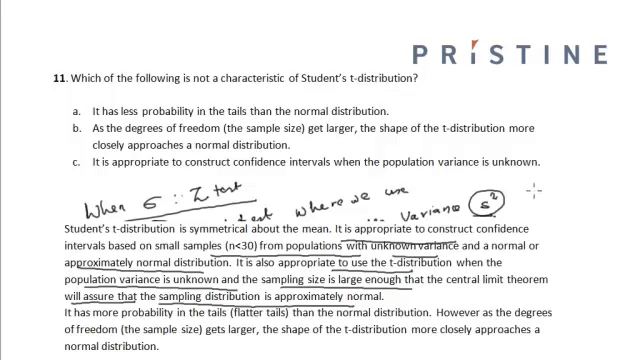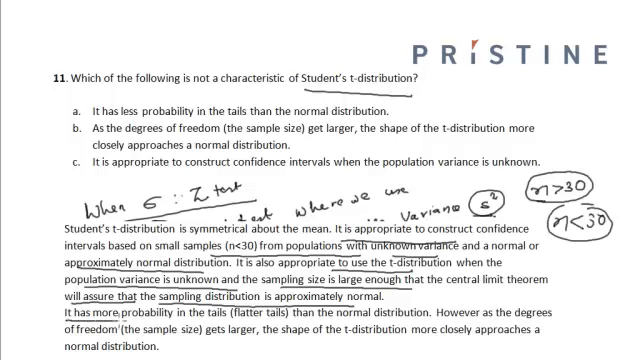So here also we follow the same methodology: if n is greater than 30, then there is no requirement for the sample or the population to be normally distributed. However, if n is less than 30, then in order to apply the student's t-distribution, it has to be normally distributed. Now a student's t-distribution has more probability in the tails, flatter tails, than a normal distribution.